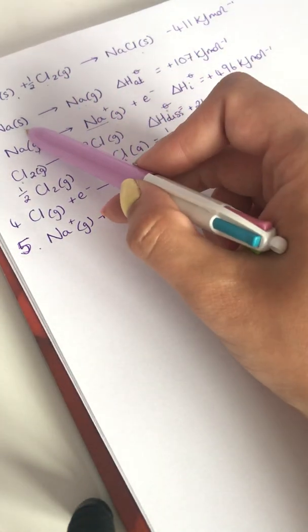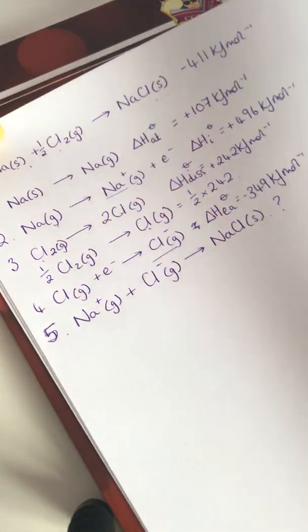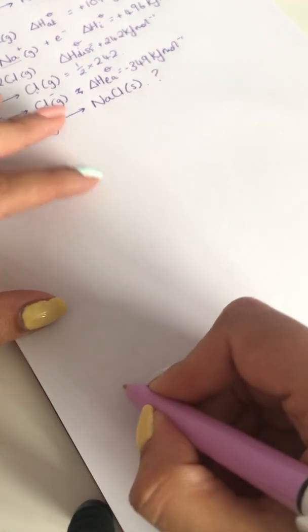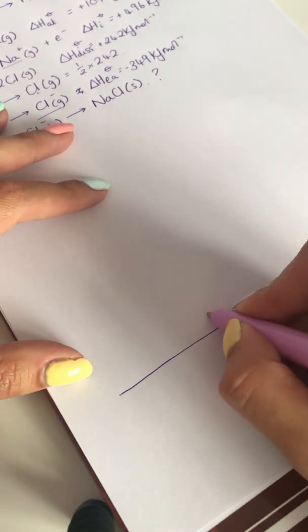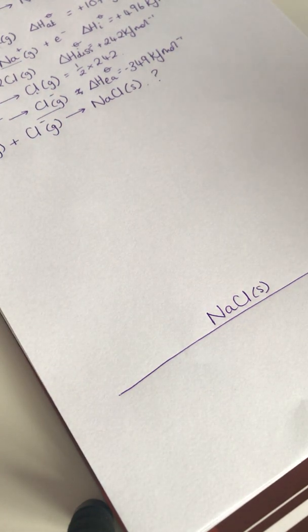You'll have noticed that for each of these points, I have made sure that I've put the state symbols in each time. Remembering to do that is going to help us when it comes to putting this into our Born-Haber cycle and doing our calculations. Our final product in this reaction is sodium chloride, solid. So when I draw my Born-Haber cycle, I'm going to give myself a big chunk of space. You want about half a page here. You don't want it all crammed together in the smallest amount of space so you can't follow the numbers. So I'm going to start at the bottom and put my NaCl solid. That's my end point. That's what I want to end up with.